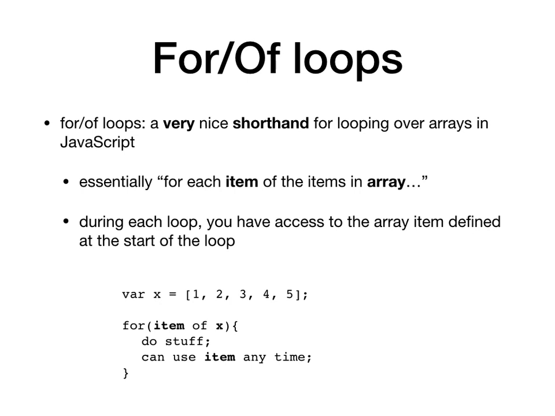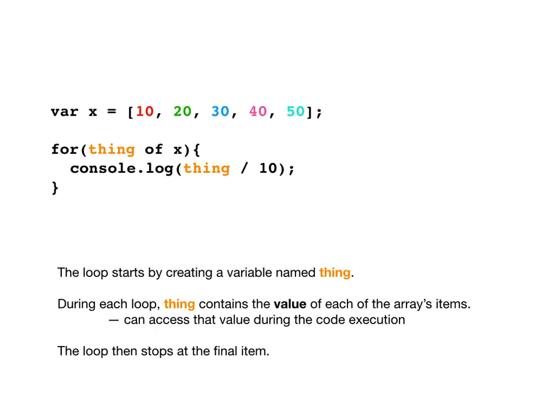So, for example, here we have an array 1, 2, 3, 4, 5, for item of X, do stuff, and we can use that item at any time. So on the first loop, it'll have 1 in it. On the second loop, it'll have 2, and so on. So let's go look at one of the things we've already poked at and do an example.